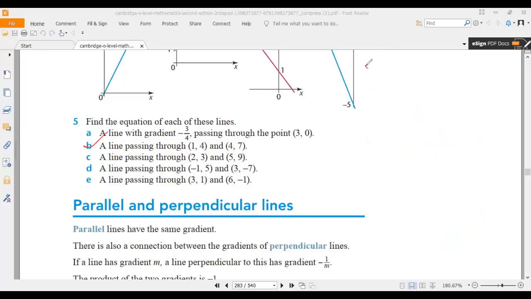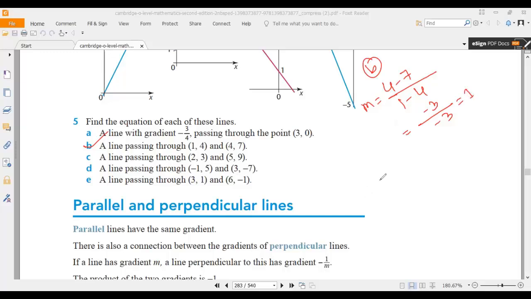Number B, a line passing through 1, 4 and 4, 7. At first we need to find out the gradient. Gradient m will be y1 minus y2 by x1 minus x2, that means difference of ordinate by difference of abscissa. So 4 minus 7 by 1 minus 4. That will be minus 3 by minus 3. So minus 3 divided by minus 3 will be 1.